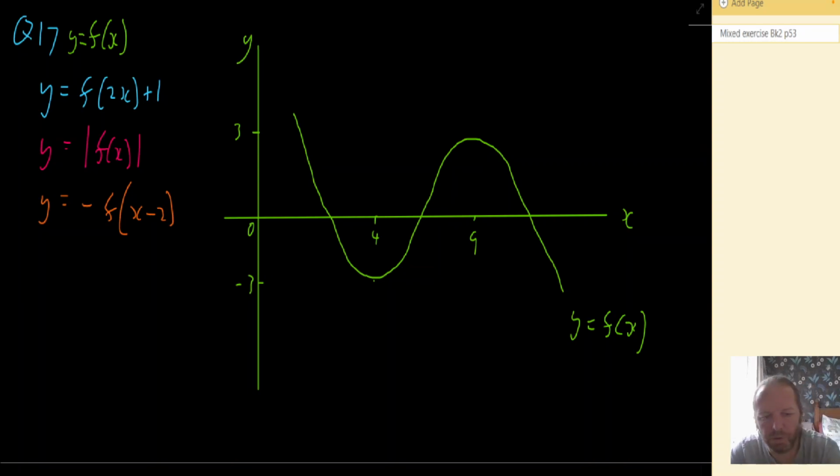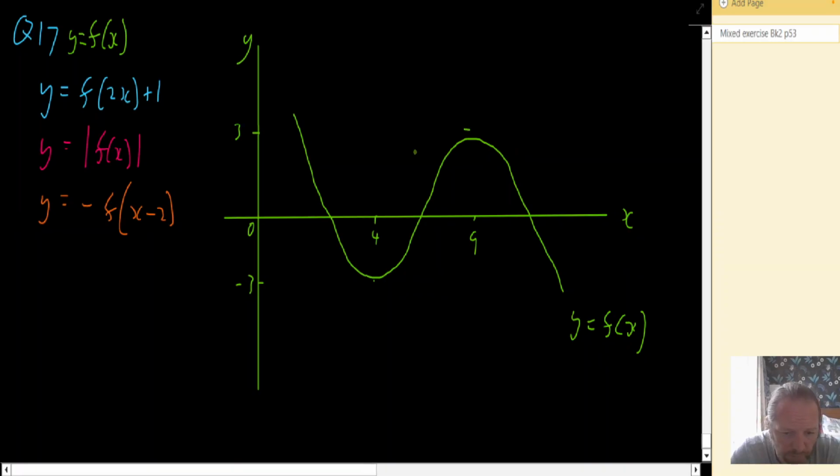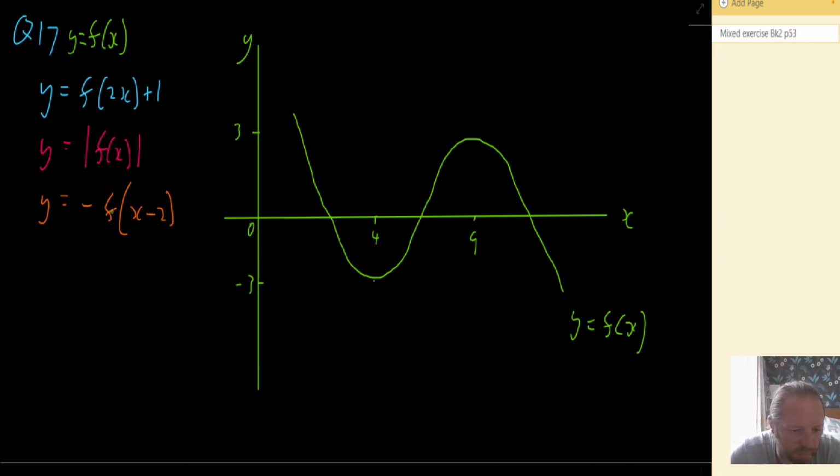Here we are doing Pure Mathematics Year 2 Edexcel, Chapter 2, Functions and Graphs, mixed exercise at the back. Question 17. We are given the graph f of x, and we are told we have a turning point at (4, -3) and also at (9, 3). Okay, and then they say to draw the graphs of this blue, pink and orange.